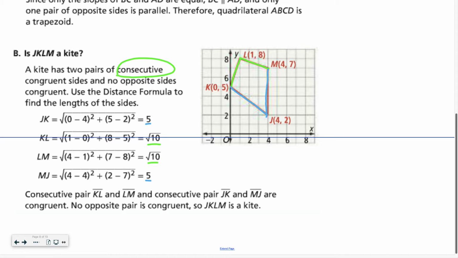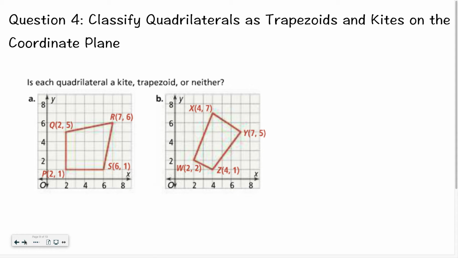So I think you guys have seen the pattern by now. You're doing a lot of distance formula, slope, and midpoints. It's a lot of the same thing, and then just knowing what makes something a parallelogram, rectangle, rhombus, square, kite, trapezoid, all of those things. So I want you to check to see if either quadrilateral is a kite, trapezoid, or neither.